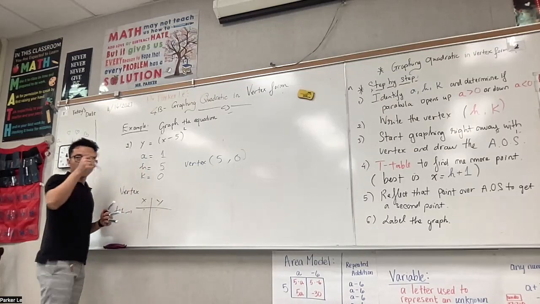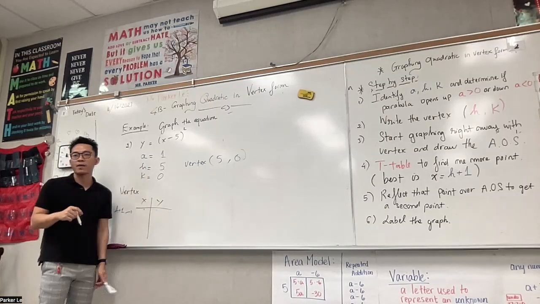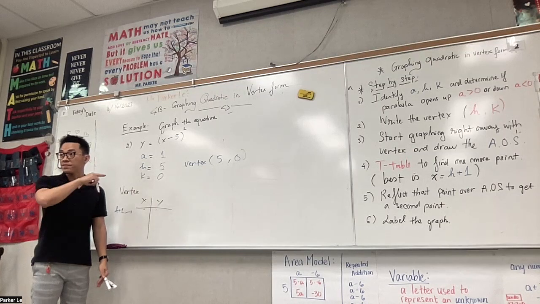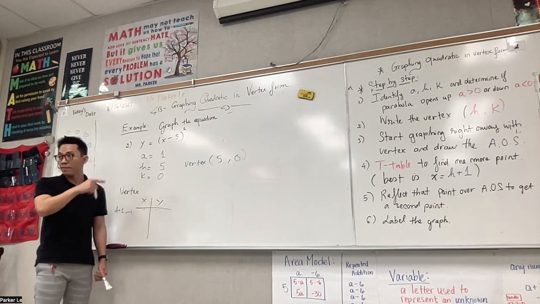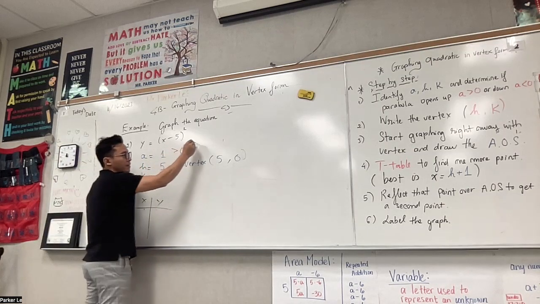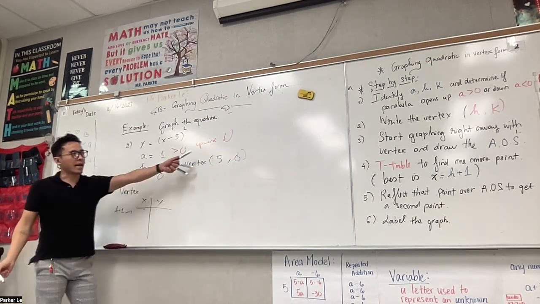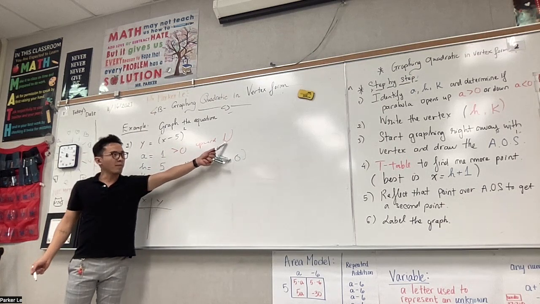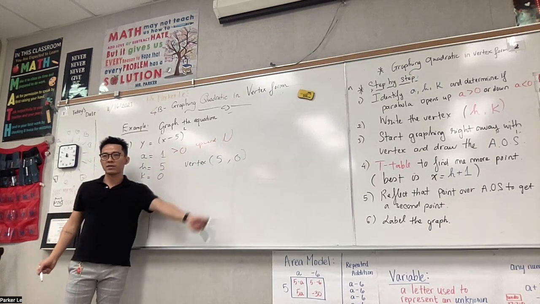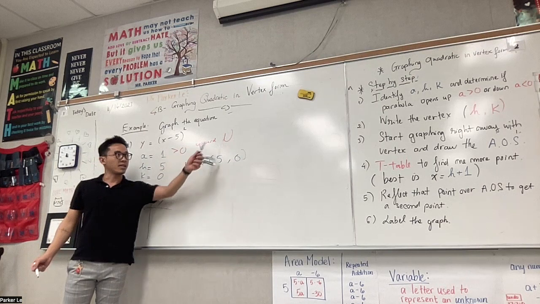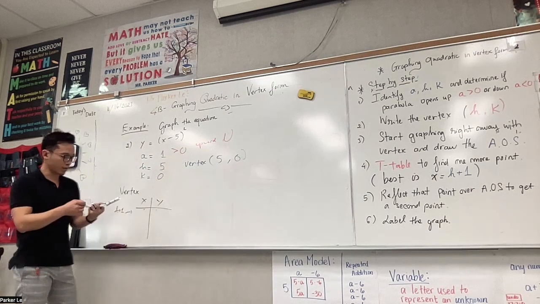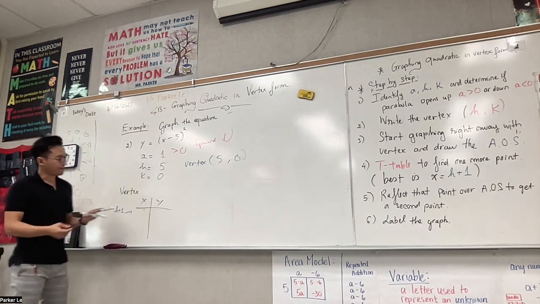Is it up and up, or up and down? Up and up, right? 1 is positive, so it opens upward. Again, this is for you to check. If you draw it going up and later on you graph it downward, that means something is wrong. This is for your preference. Check the work. Okay. All right.